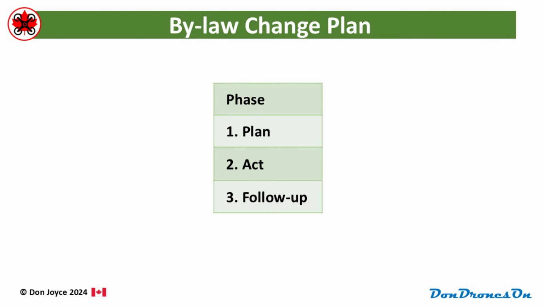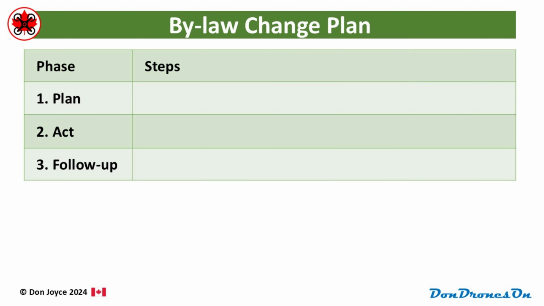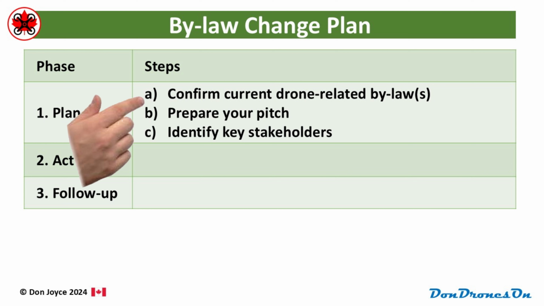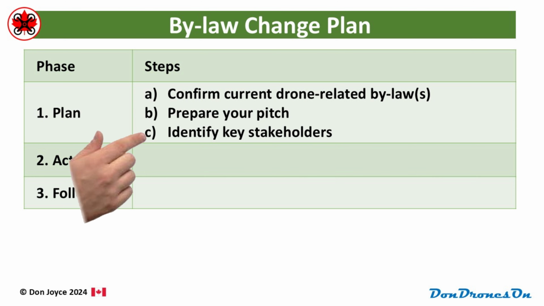I see the 3 phases as plan, act, and follow up. Each of these phases in turn comprises 3 steps. In the planning phase, the 3 steps to consider are confirming the current drone-related bylaw or bylaws, then preparing what I call your pitch, then identifying the key stakeholders.